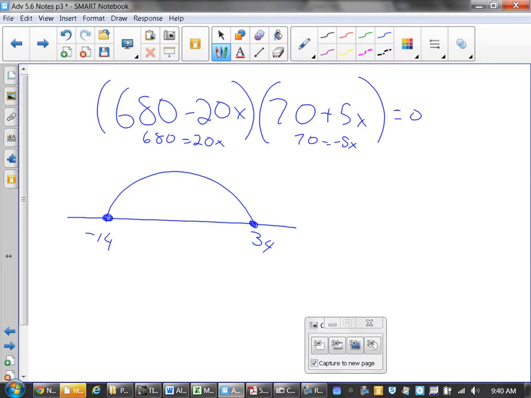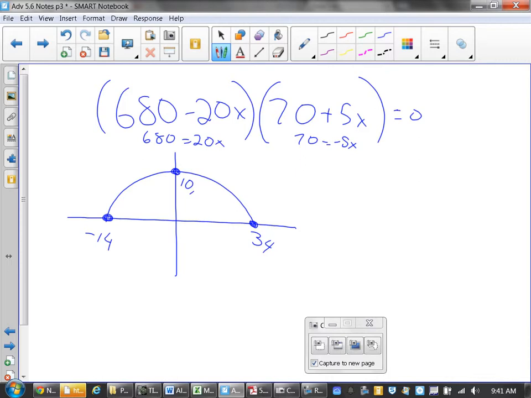So halfway between negative 14 and 34 is how much? Well, you add them together, then you cut it in half. We're finding the midpoint of that. So it's at 10. So the halfway point here is going to be at 10.